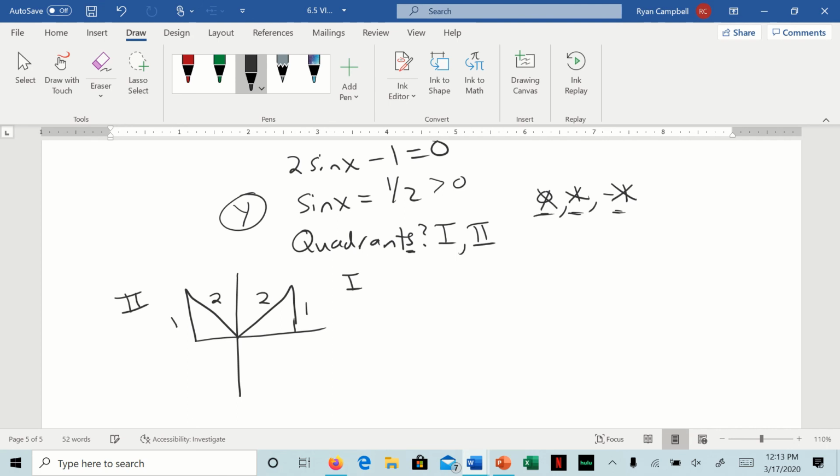Which means what's going to be the adjacent? Well, you can either do the Pythagorean theorem or you can just know, because we talk about angles with 1 and 2. All right, well, that would be square root of 3. And now this should look familiar, right?